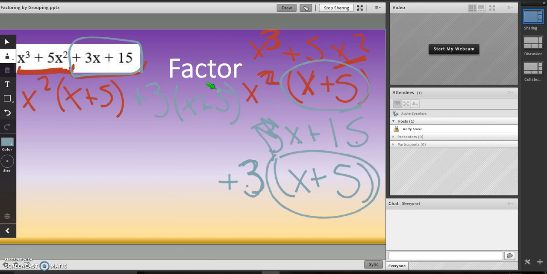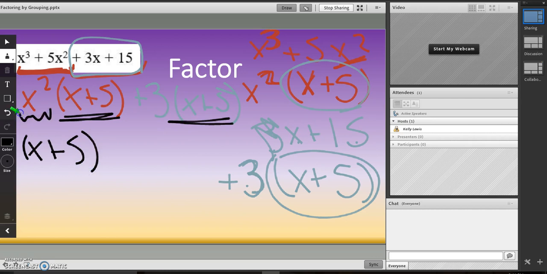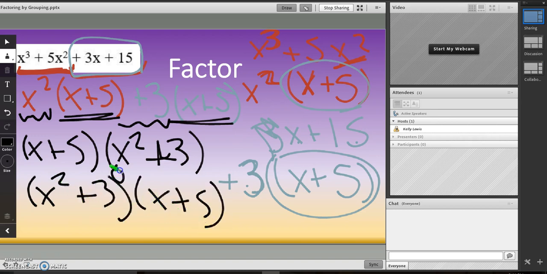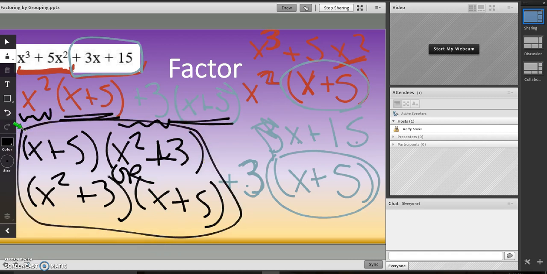So we have the thing that is in common, x plus 5, and then the leftover stuff, x squared plus 3. And that's it. If you wanted to write it like x squared plus 3 times x plus 5, I don't care. It's the same thing, so you can write one or the other. Like 2 times 3 is 6, which is the same as 3 times 2, also 6.